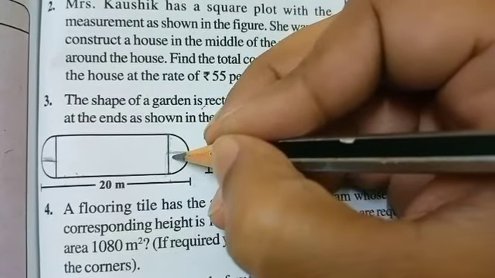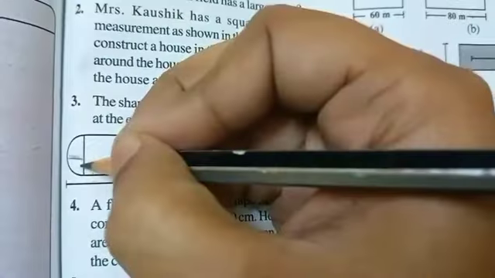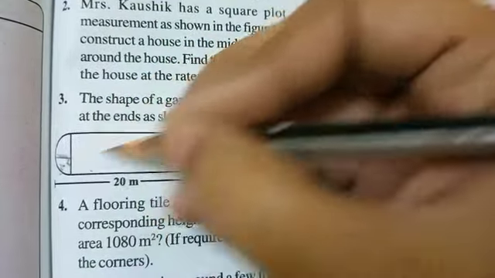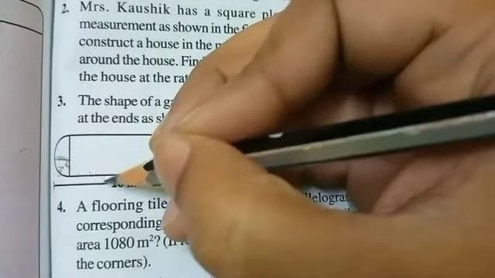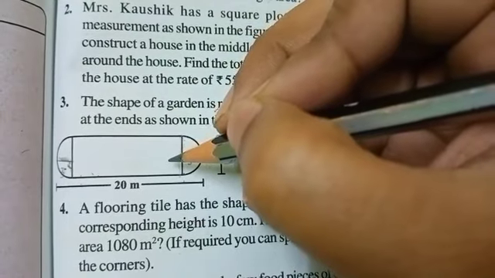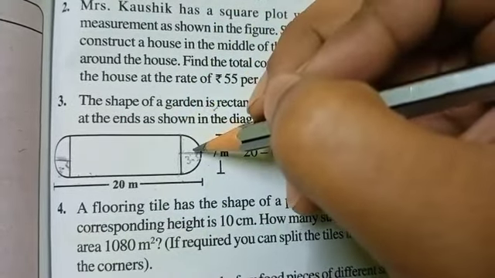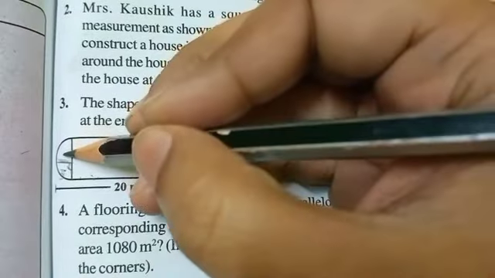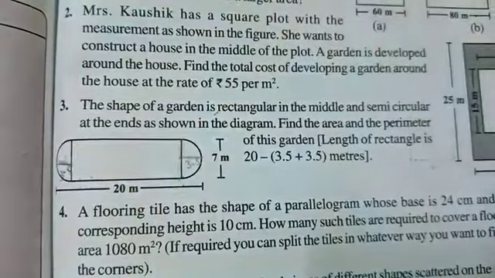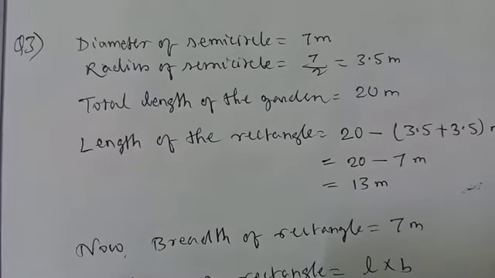So here this is also 3.5, and here this is also 3.5. So you have to add this 3.5 plus 3.5, and you have to subtract from 20, then you get the length of this rectangle. Then you'll find the area of the rectangle. After that, find the area of this semicircle and area of this semicircle. Then add all the areas, then you'll get the total area of the garden. Okay, let us do. Here you can see the solution of this question number 3.